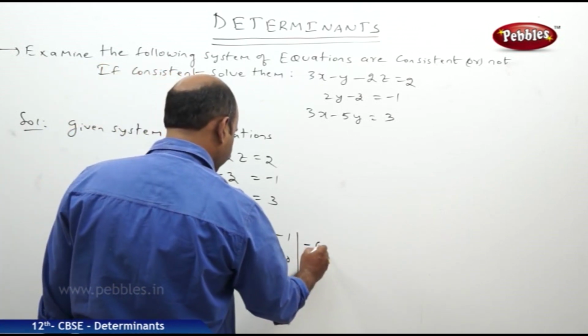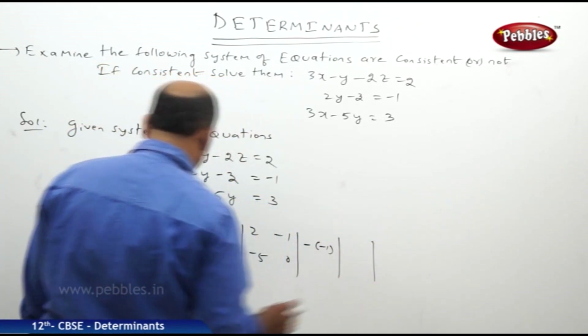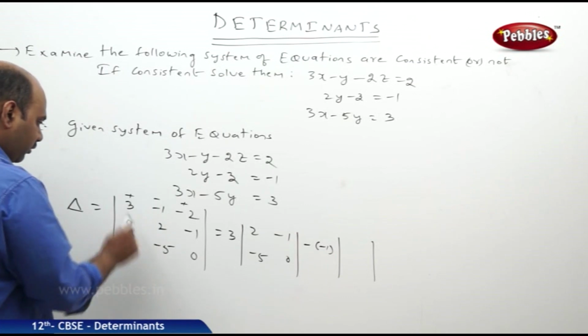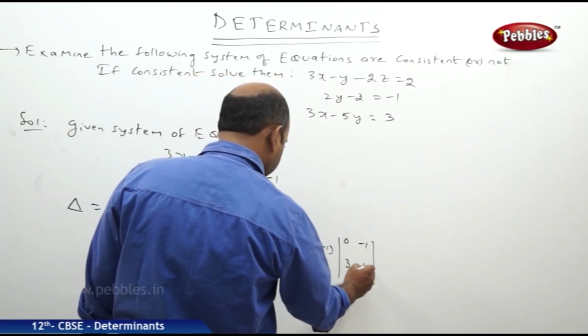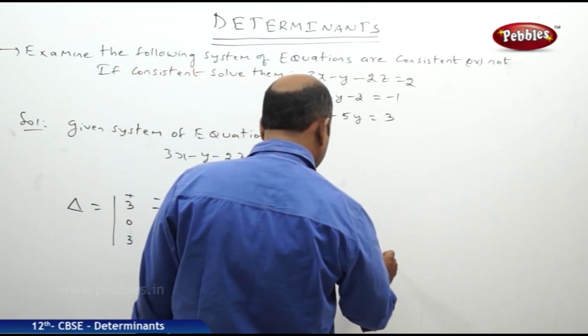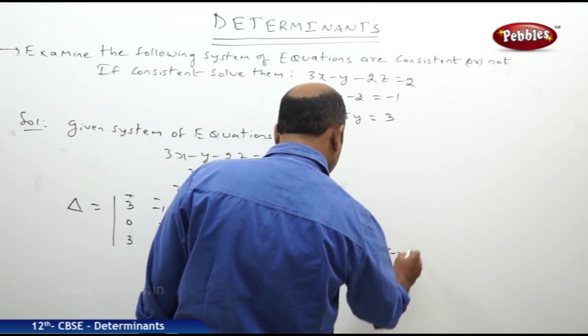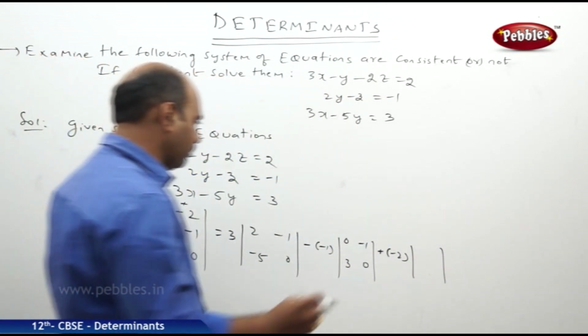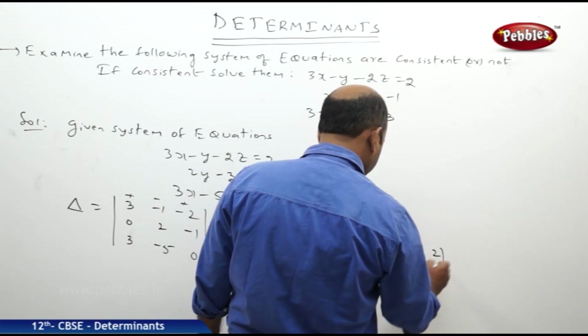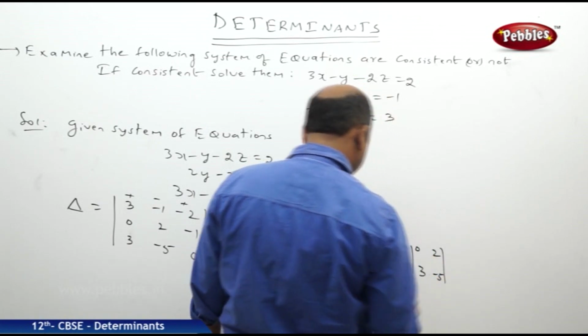Later what happens? Minus of minus 1 into its minor. What is its minor? If you observe carefully, 0, minus 1, 3, 0. And later plus minus 2 into its minor. Minus 2 into its minor means 0, 2, 3, minus 5.